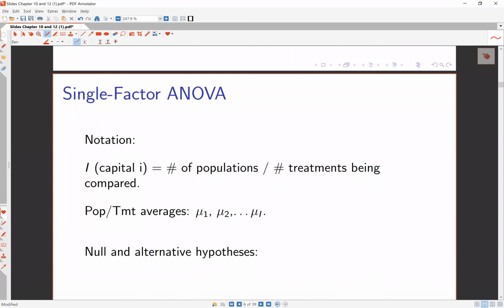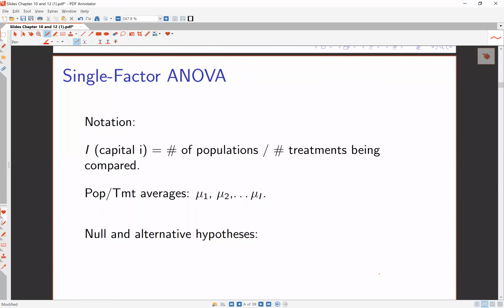Now, we have to introduce a bit of new notation here. For a single factor ANOVA, the number of populations or the number of treatments, or in other words, the number of levels, is denoted by a capital I. And each population or each treatment is assumed to have a different average. So we denote these by mu sub 1, mu sub 2, all the way through mu sub I.